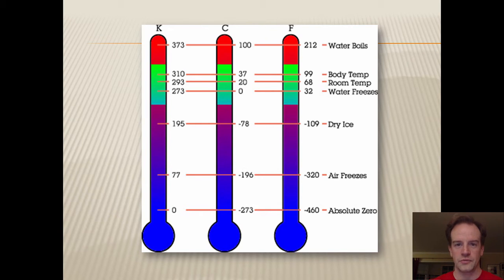Here are the three temperature scales right next to each other, these little thermometers. Notice water boils at 100 degrees Celsius and it freezes at 0 Celsius. But on the Kelvin scale, it's at 373, water will boil at 373 and freeze at 273.